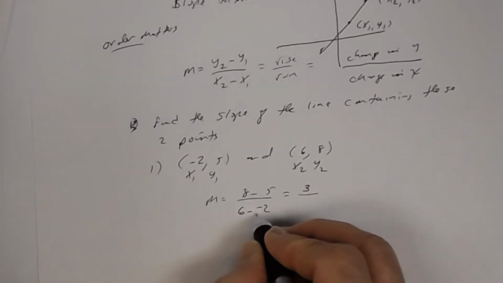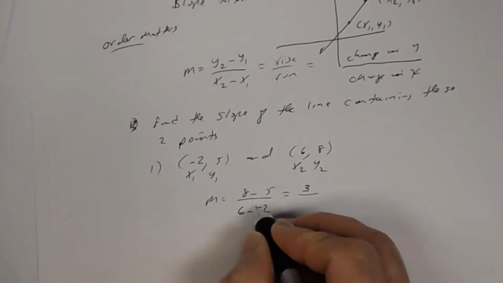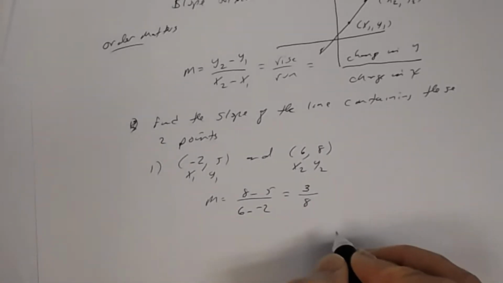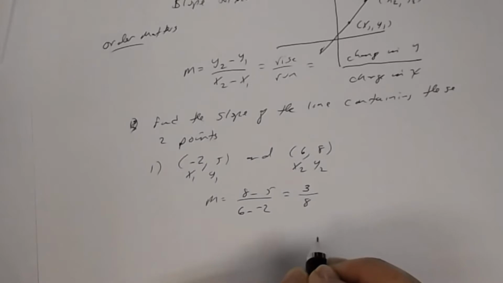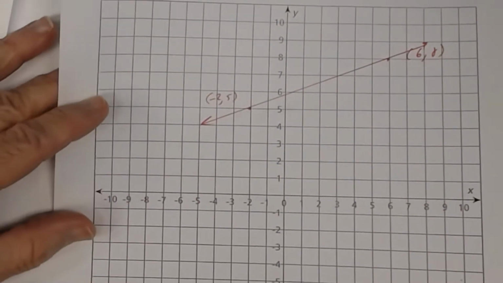And then 6 subtract -2 means 6 plus 2, which is 8. So the slope is 3/8. All right. Now notice, I want you to notice something here.